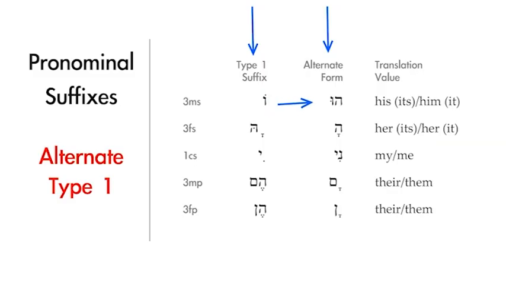The whole and wow is spelled who in the alternate form. In the 3fs form, ah becomes ha. In the 1cs form, we have a noon added, so e becomes ni. In the 3mp form, hem drops the hey and changes the vowel to comets. And finally, the 3fp form, hen, does the same thing that the 3mp form does. It drops the hey and changes the vowel to comets. Once again, you'll need to memorize these forms, but not now.